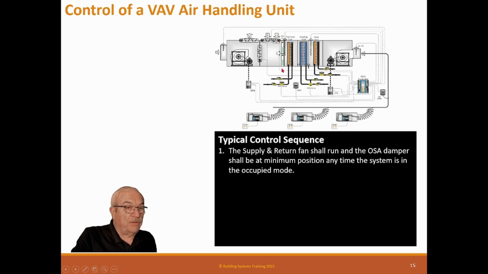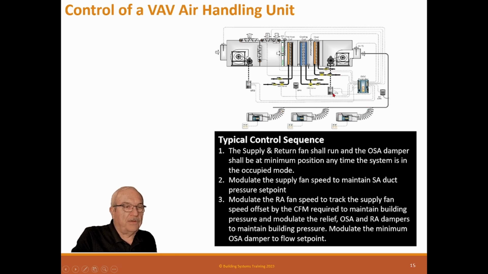We don't want a variable volume. So modulate the supply fan speed to maintain the supply deck pressure. So here's a pressure sensor. We want to maintain the supply pressure in the supply air duct.